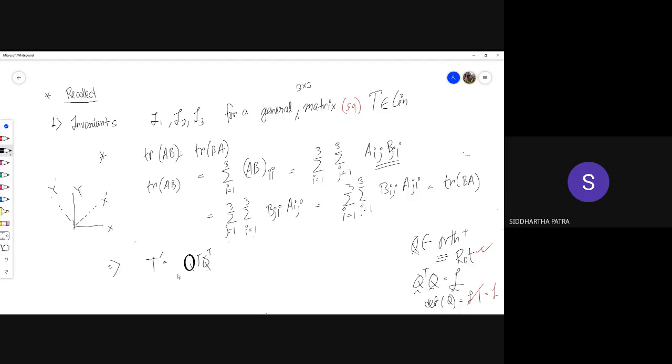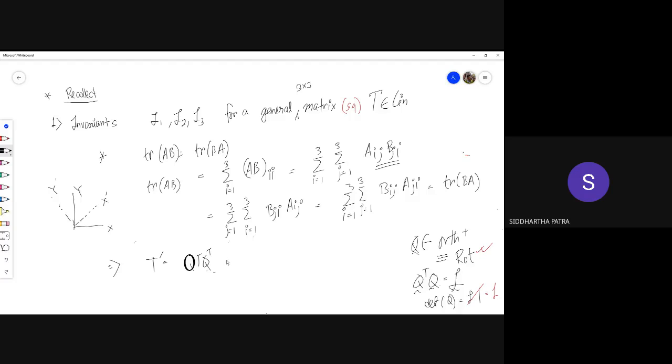So if I'm looking at a matrix T, and that matrix could be the stress matrix as well, and I'm looking at it from a different coordinate system, it would look to me like this. Of course the expression for Q needs to be determined, but Q is an orthogonal tensor satisfying all of this. It's actually a rotation tensor, not just an orthogonal tensor. It's an orth plus tensor.